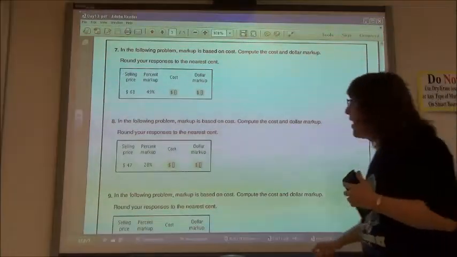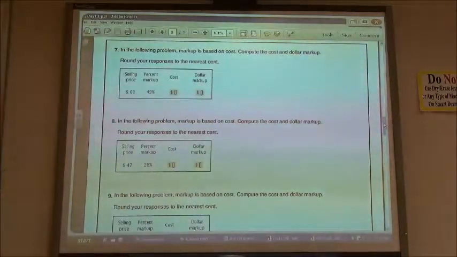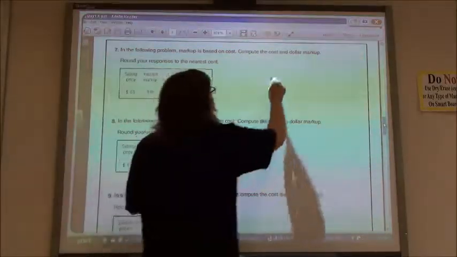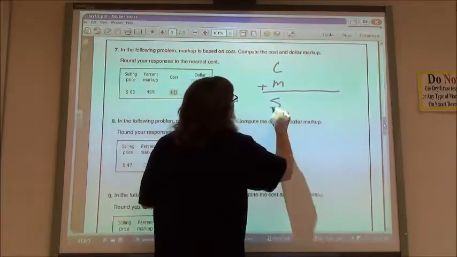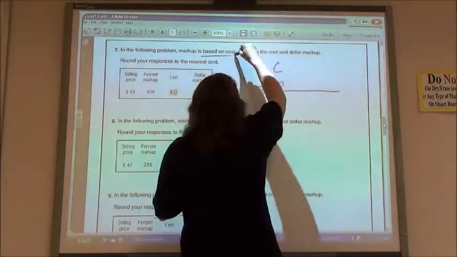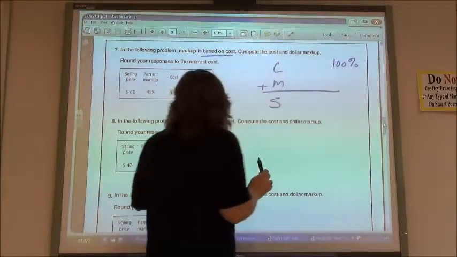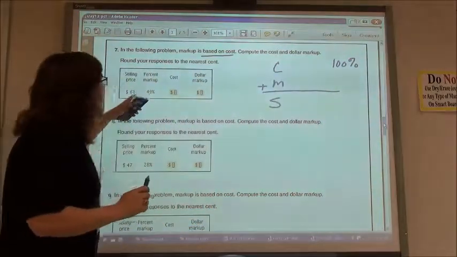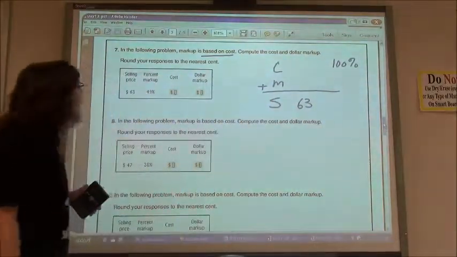Seven, 8, and 9. It says in the following problem, markup is based on the cost again. Compute the cost in the dollar markup. Round your responses to the nearest cent. So again, we know the cost plus the markup is equal to the selling price. It is based on the cost, so my 100% goes here. I don't know what the cost was, I know what the selling price was. The selling price was $63.